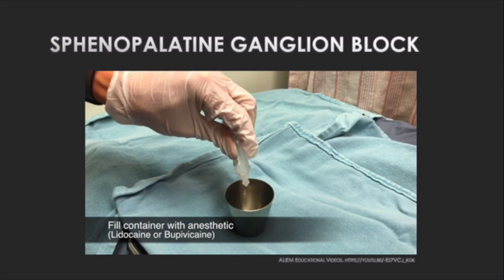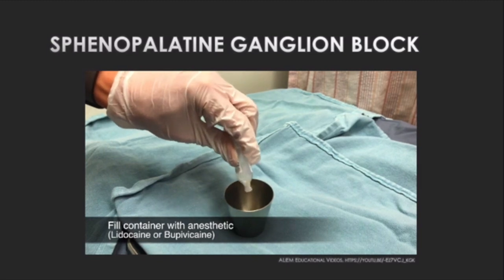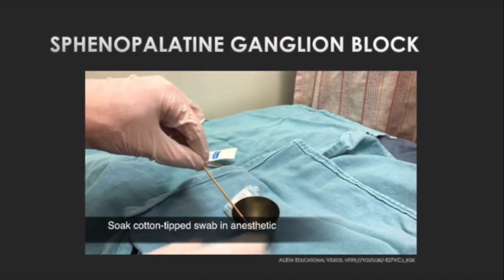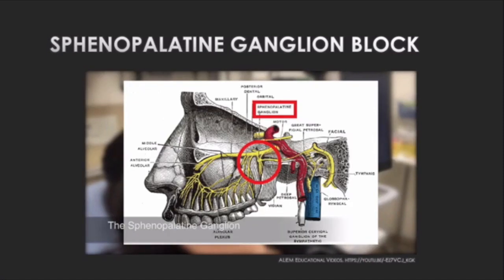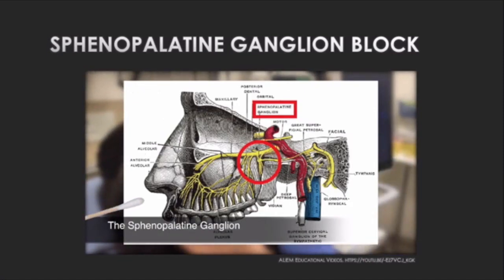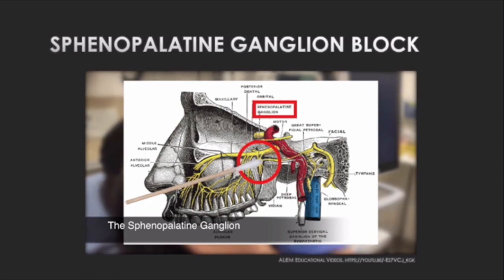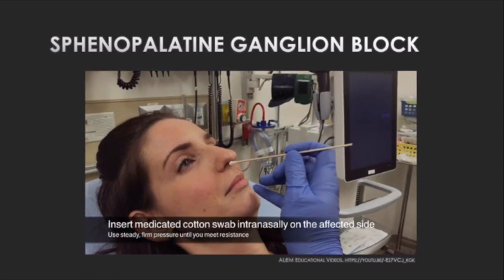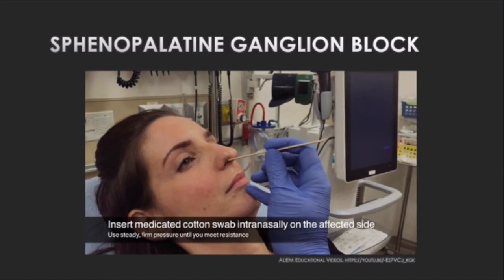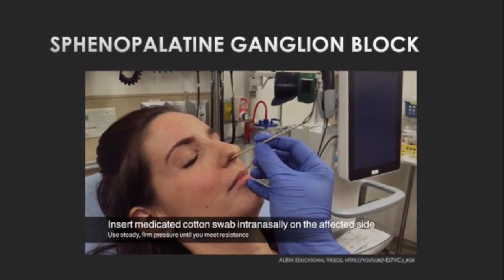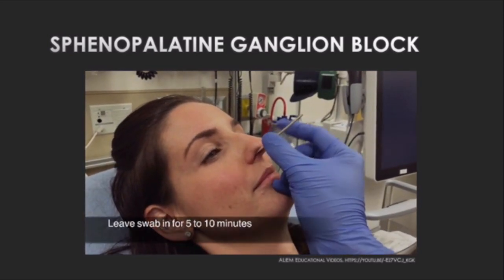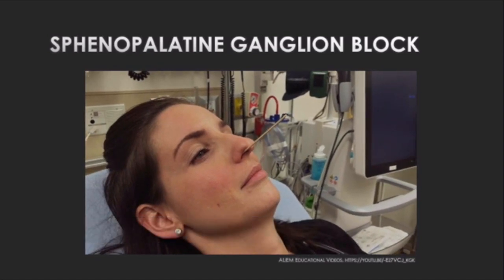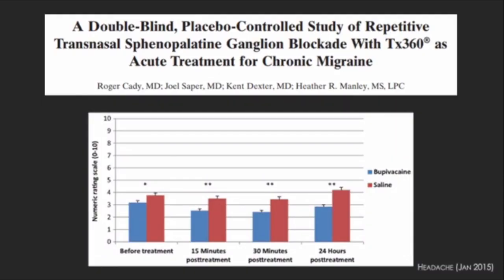And this is a quick video from Alium. It's pretty straightforward. So you literally just dip a Q-tip in anesthetic. And once again, that's your sphenopalatine ganglion. That's it. All right, so it's pretty easy, right?